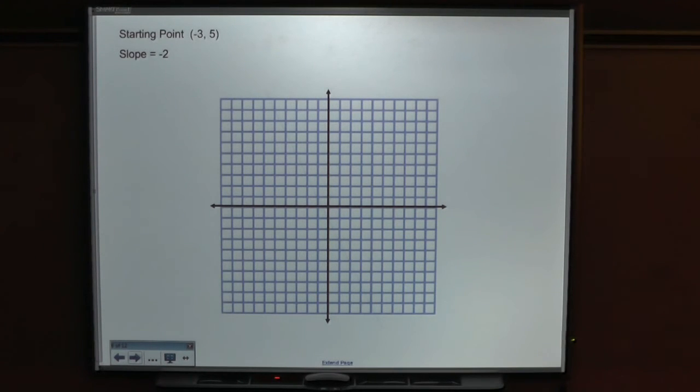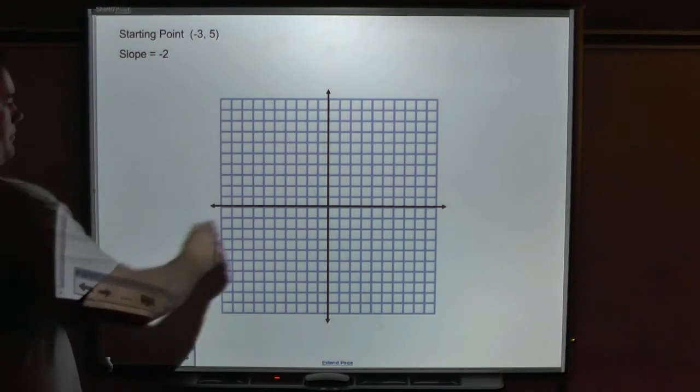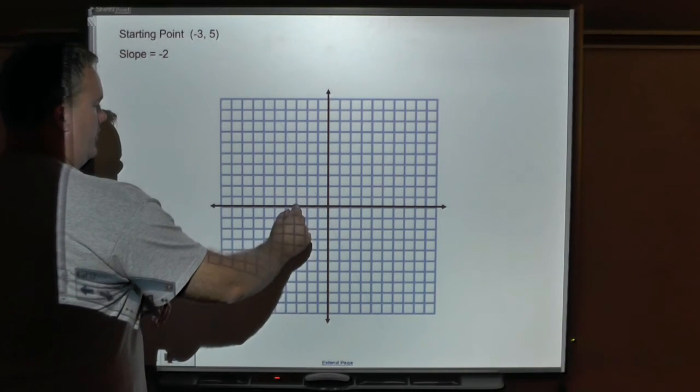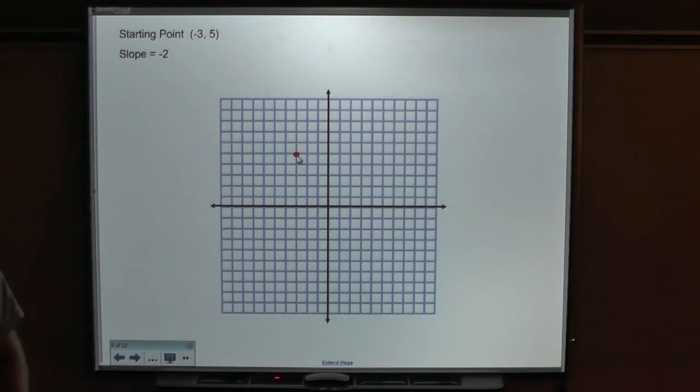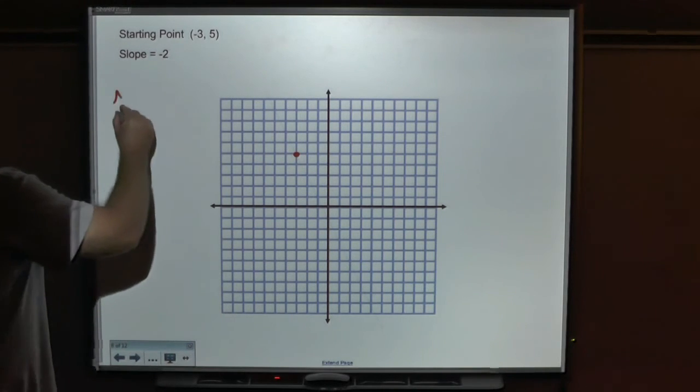At this time, you are going to start graphing lines using the slope of a line. How this works: to start with, you have a starting point. In this case, we give negative 3, 5. Anytime you have a graph and it asks you to go to a starting point, graph that point. So, negative 3 and 5. There we go.